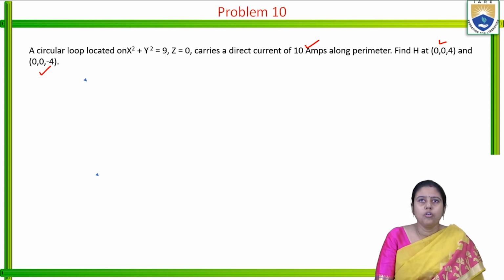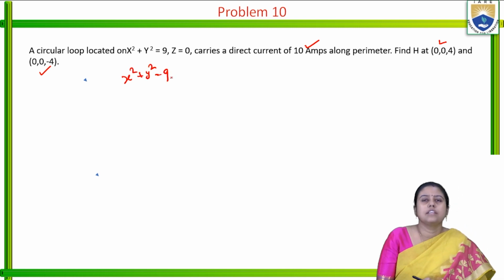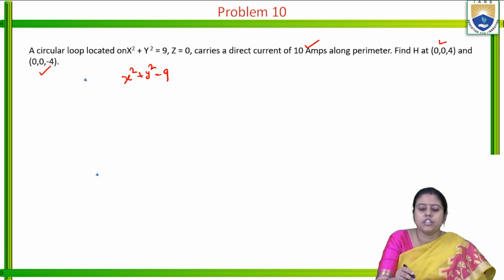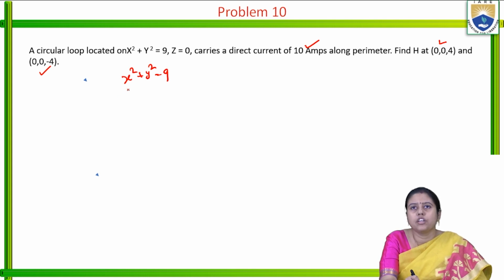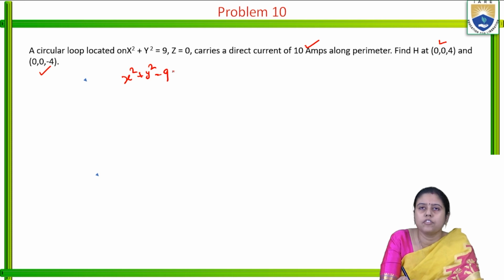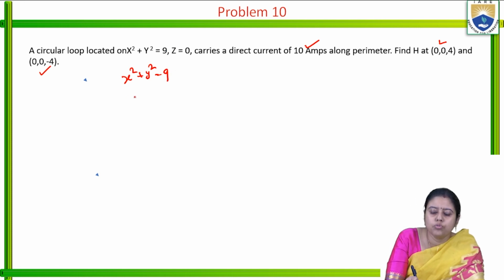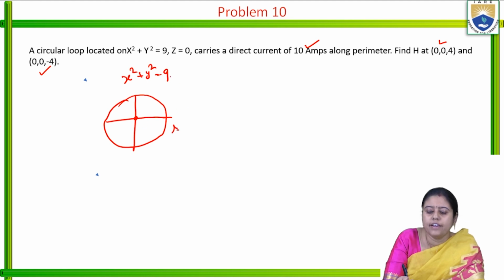A circular loop located on the x square plus y square is equal to 9. So this is an equation of a circle, whose center is at the origin. So we get the circle like this. And what is the value of the radius? Radius value is 3. What is the amount of current flowing in this circle? The current is 10 ampere.